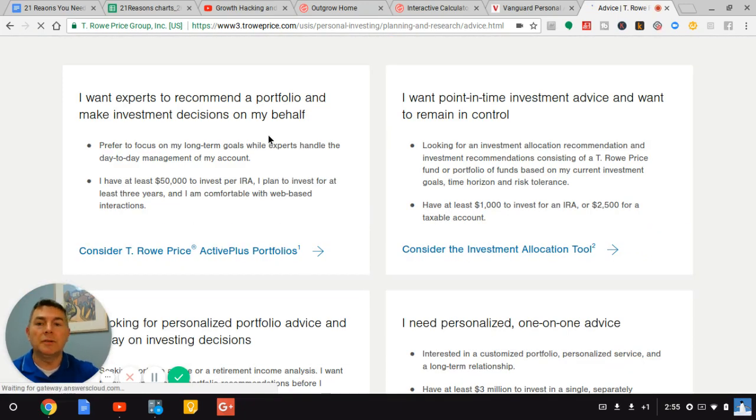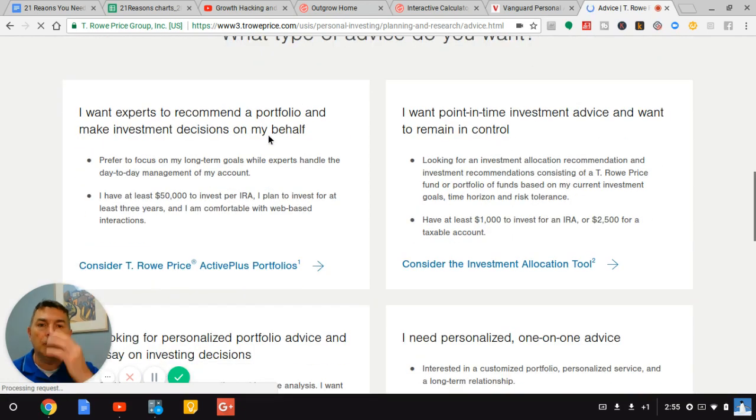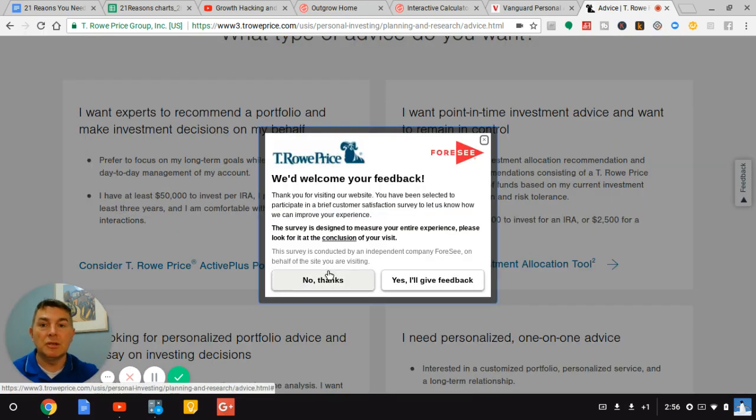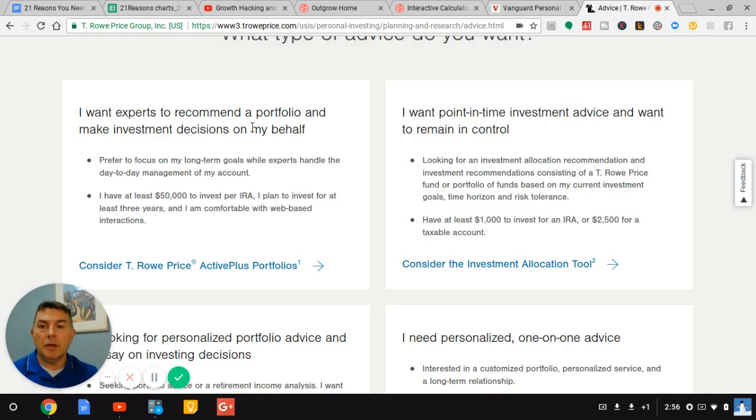And it gives us four models, similar to what USAA did. The first: I want experts to recommend a portfolio and make a decisions on my behalf. You need $50,000 to invest per IRA. And that's kind of what we're doing with USAA. You're going to say, look, I'm going to give you $50,000. You tell me what to do and you implement it for me for a fee. That looks similar to what they're doing here.